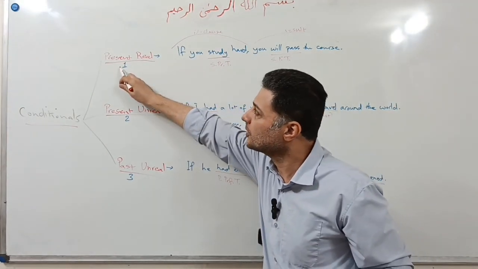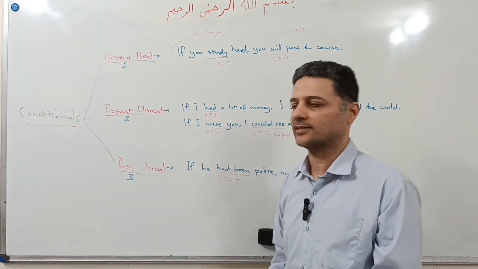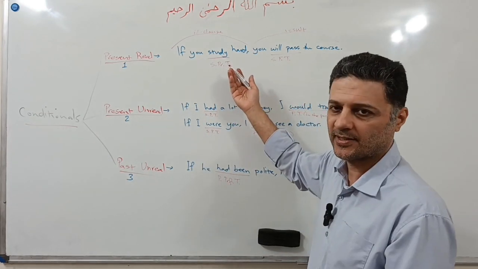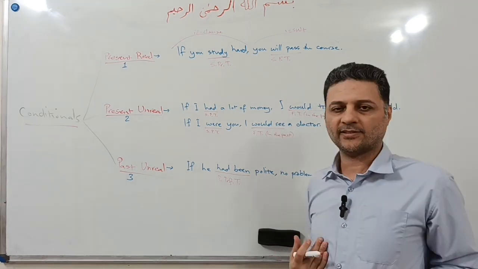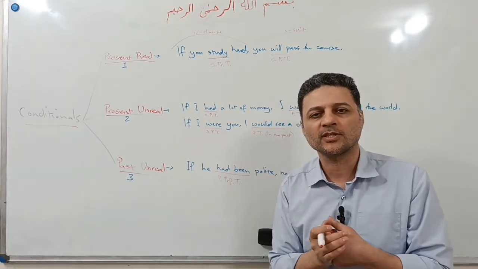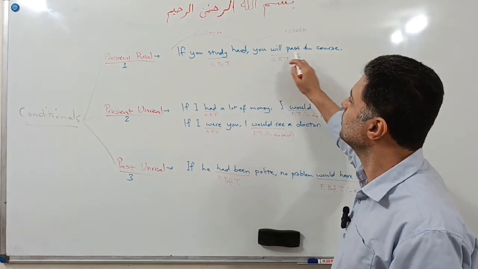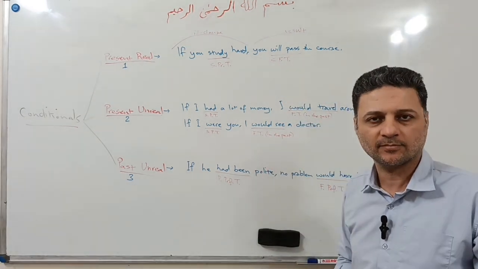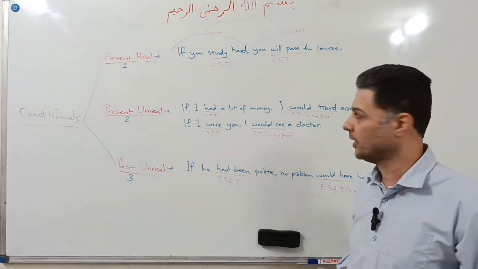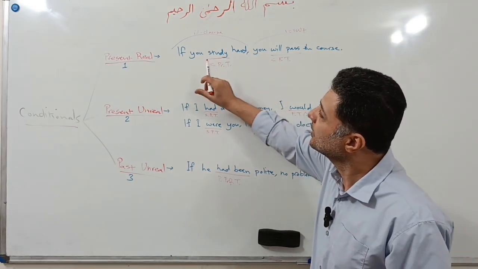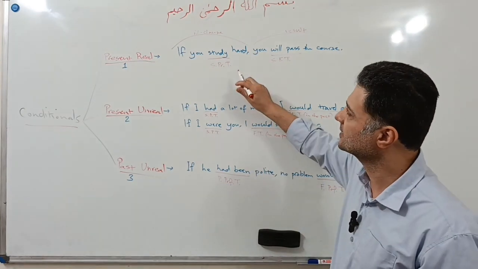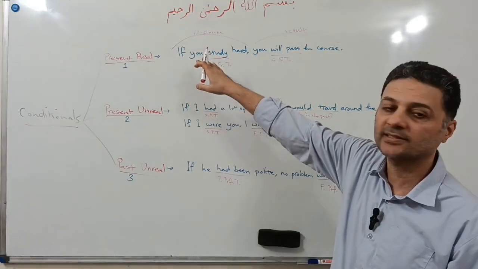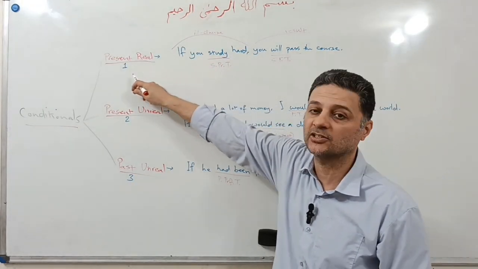So the first one talks about present time and it's about real time. Like this is my example. If you study hard, I can, as an English teacher, tell my students, if you study hard, you will pass the course, you will pass the exam. You will not fail it, or flunk it. So what does it include? Let's break it down now. Let's analyze this sentence altogether, the first conditional.